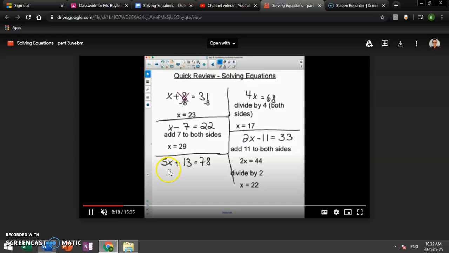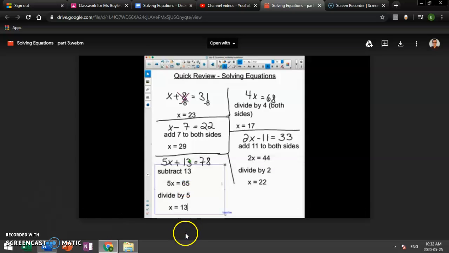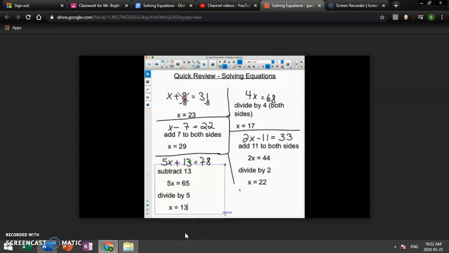5x plus 13 equals 78. Get rid of the plus 13 first by subtracting 13 from both sides. So subtract 13, subtract 13, as we're going to see right here. 5x equals 65, because 78 subtract 13 is 65. We then divide both by 5. x equals 13. 65 divided by 5 is 13. That's how you solve that using the balance method.